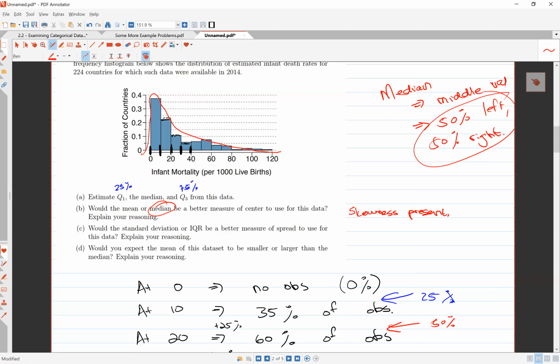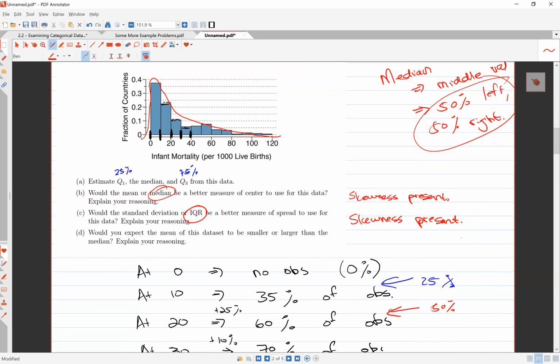Similarly, when it asks if you're going to use standard deviation or IQR, you can just remember the mean and the standard deviation are always wedded together. The median and the IQR are always wedded together. So if you're choosing median, you're also choosing IQR. And the reason would be exactly the same. There is skewness present in the data.